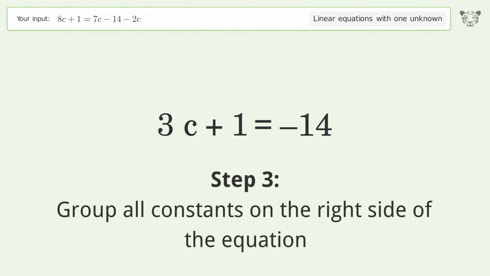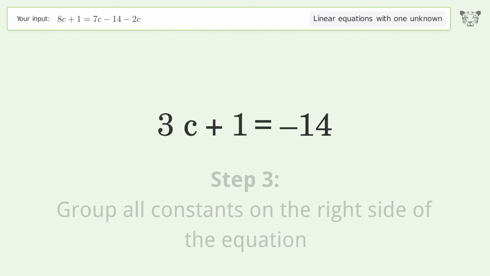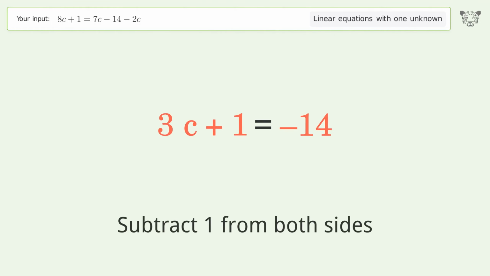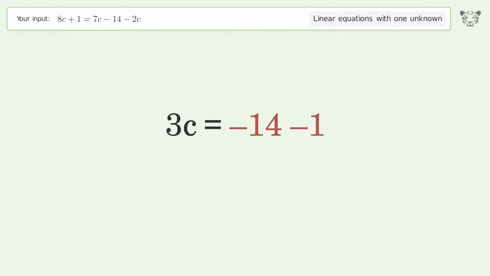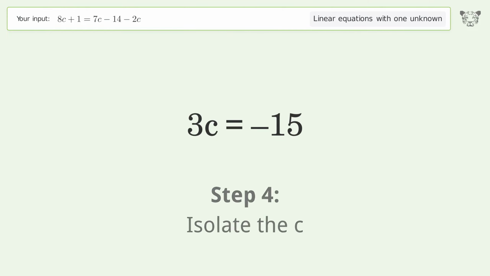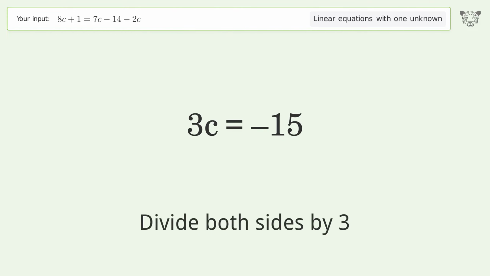Group all constants on the right side of the equation. Subtract 1 from both sides. Simplify the arithmetic. Isolate the c. Divide both sides by 3.